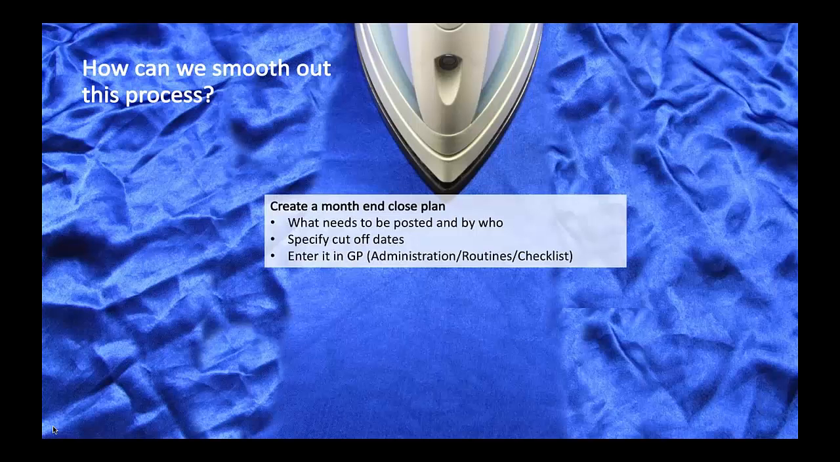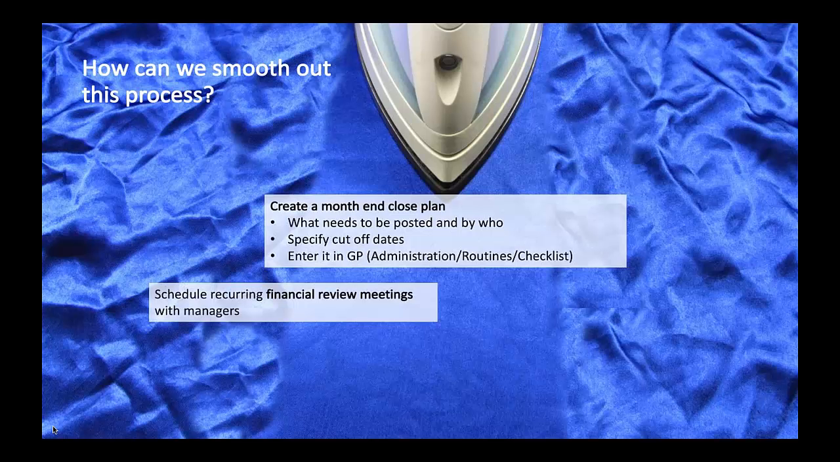So how do we smooth out the month-end process? Well, first of all, let's create a month-end plan, one that specifies what needs to be posted and by whom, and specify cutoff dates. You can enter this plan in GP, and I'm going to show you that under Administration Routines, and you can create a checklist, or you could just put it in as a task on the homepage. Another one is schedule recurring financial review meetings with managers.